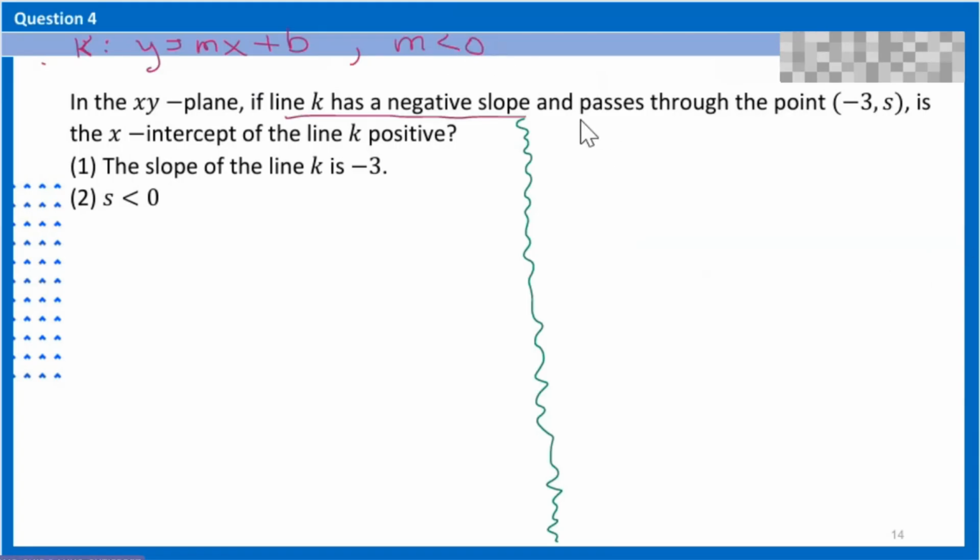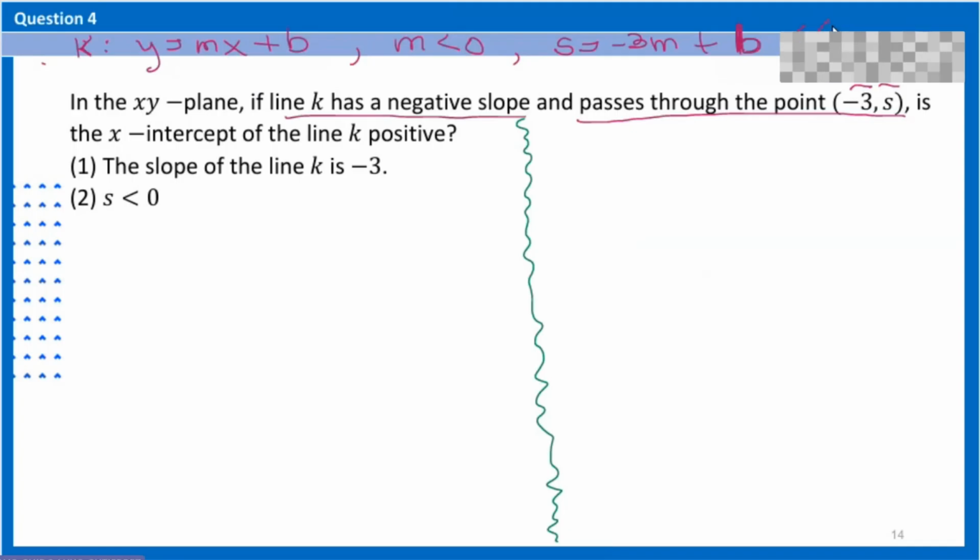And the fact that the line passes through the point means that if you substitute these two coordinates in the original equation of the line, it turns out to be a true equality. So let's do that. You substitute y for s, and you have s equals m times x, that is negative 3 times m, plus b. B, not 6, people. So you know that this equality is true because that point belongs to the line.